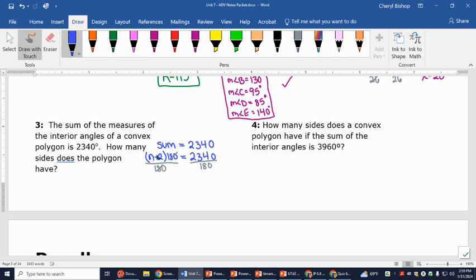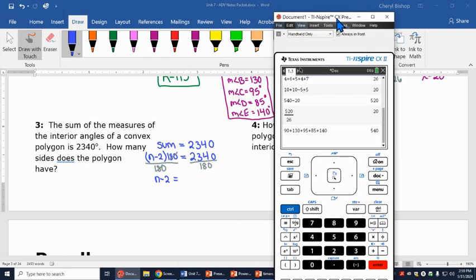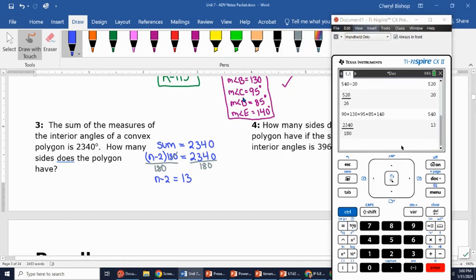When I do that, that's going to leave me with just the n minus 2, and since it's all by itself and not being multiplied anymore, I don't need those parentheses. So I need to figure out what 2340 divided by 180 is. That's 13. So now I have n minus 2 equals 13. I'm going to add 2 on both sides, addition property of equality. And the number of sides in this figure is 13 plus 2, 15.